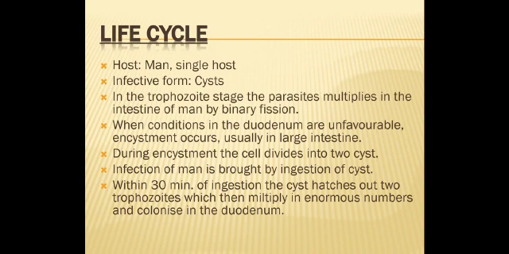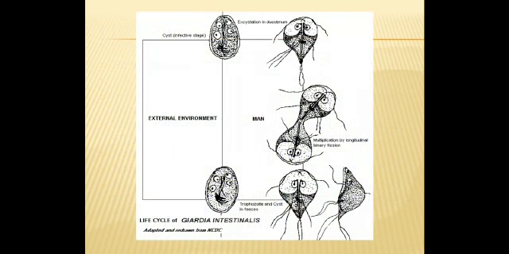The cyst gives rise to true trophozoites, and trophozoites divide by binary fission, and a large number of trophozoites are produced in the duodenum, which will attach to the duodenal mucosa. Look at this. The cyst is ingested. Excystation occurs in the duodenum within 30 minutes of ingestion and it becomes a trophozoite. The trophozoite starts dividing by binary fission.